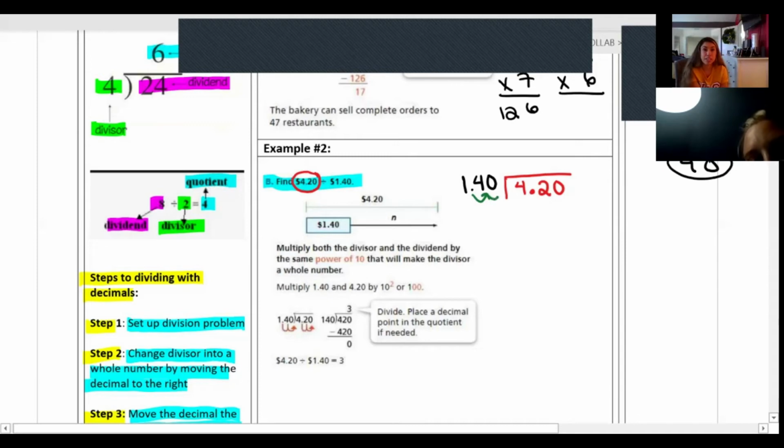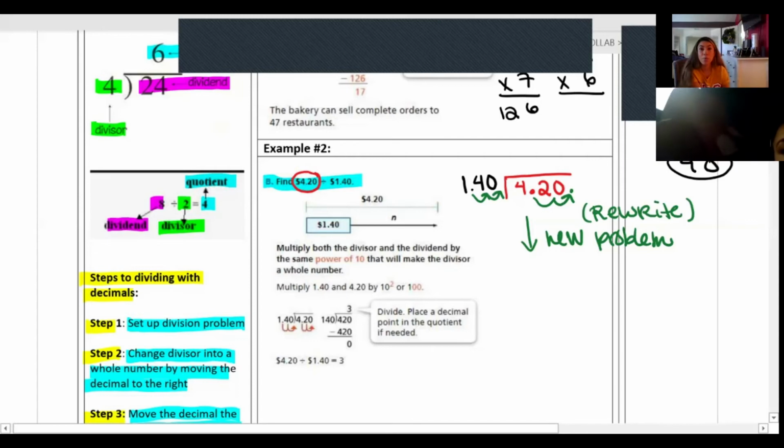However many times I move my decimal in my divisor over to the right, I also have to do it to my dividend, what's inside my house. So I moved over twice, so now I'm going to have to move over my decimal in my dividend twice. Always to the right. We're moving from left to right here. So now we can rewrite, so it's nice and clean, our new problem.